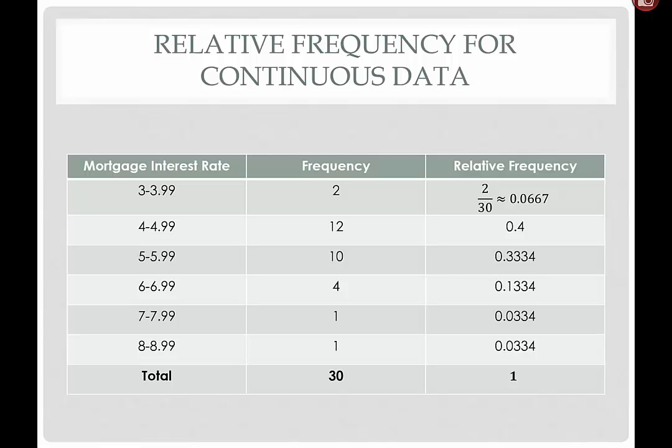Okay, so then we have our class widths. The class width is one whole unit. So then we go back to our table and we look at how many are between 3 and 3.99. There were 2. How many were between 4 and 4.99? There were 12, and so on. And we knew that there were a total of 30. So we can find the relative frequency just by dividing each of those frequencies by 30. And that gives us the percentage of mortgage rates that were offered between those two numbers.